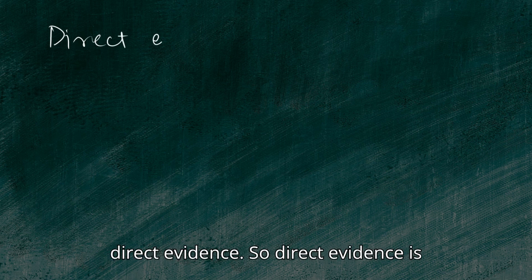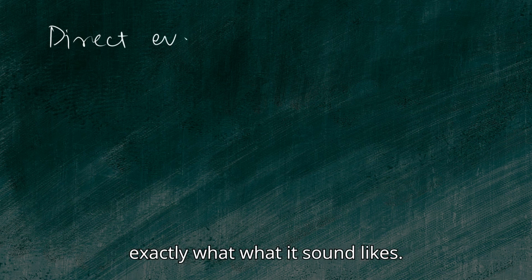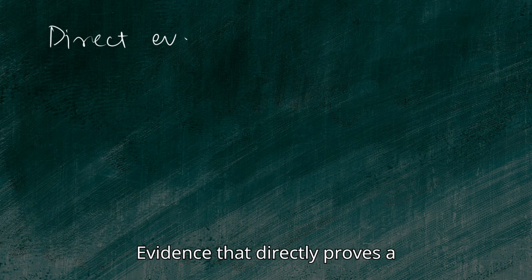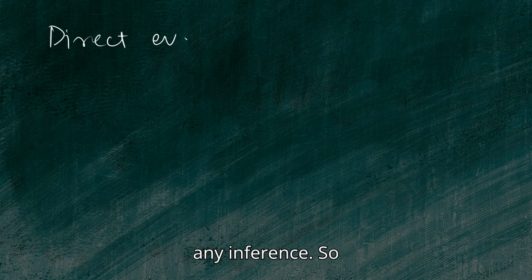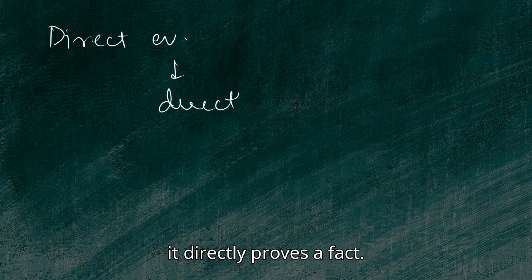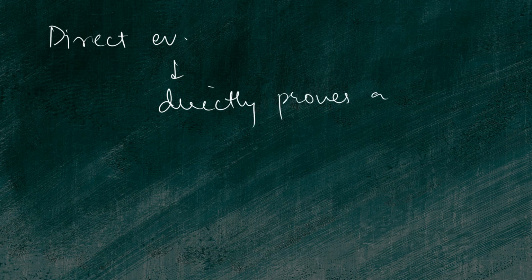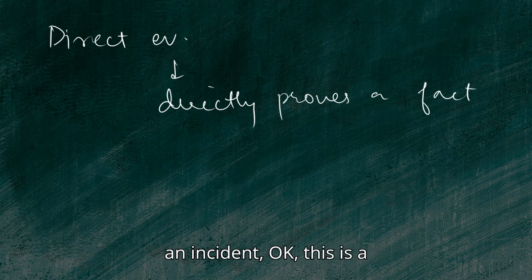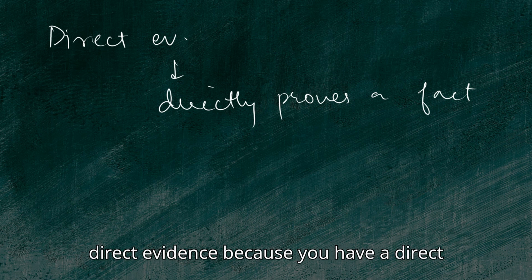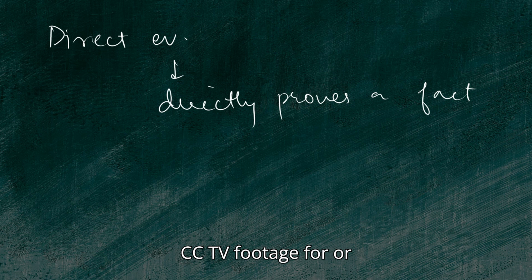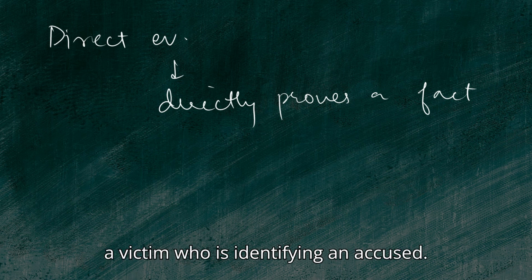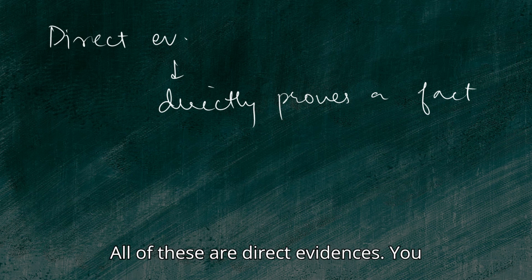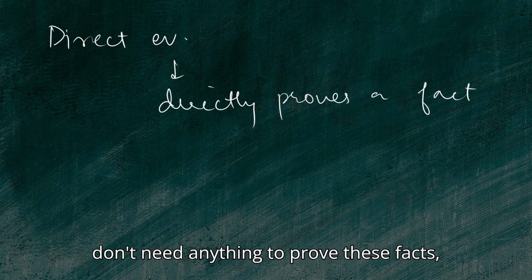The next evidence is direct evidence. Direct evidence is exactly what it sounds like: evidence that directly proves a fact without needing any guesswork or inference. For example, if someone tells you that we have a CCTV footage capturing an incident, this is direct evidence because you have the direct footage. Or a victim identifying an accused. All of these are direct evidence. You don't need anything else to prove these facts, right?